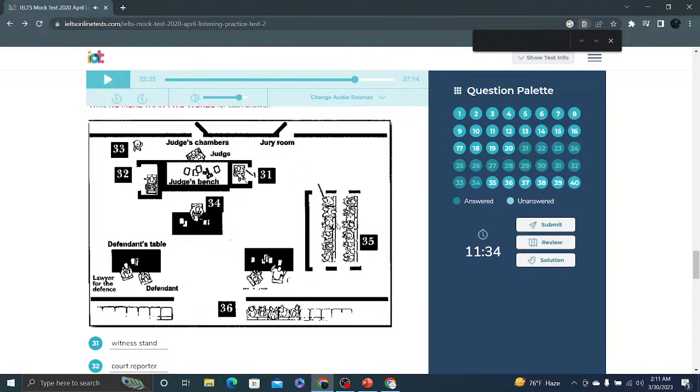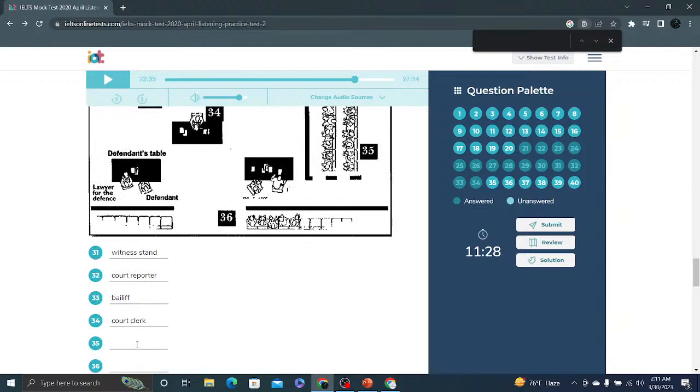So he's talking about these 12 members of the public. Okay, so he's saying it's a jury box. So let me put in jury box. Okay, let's listen once again.